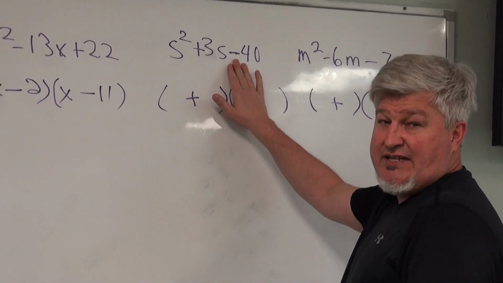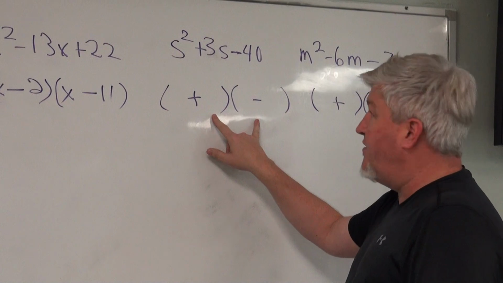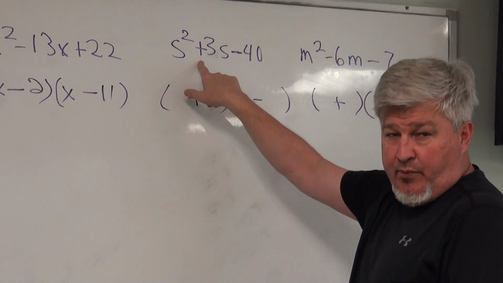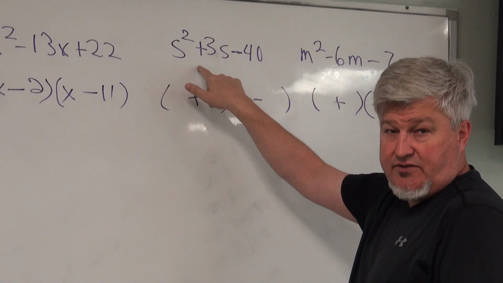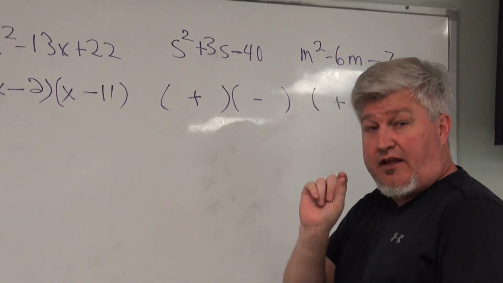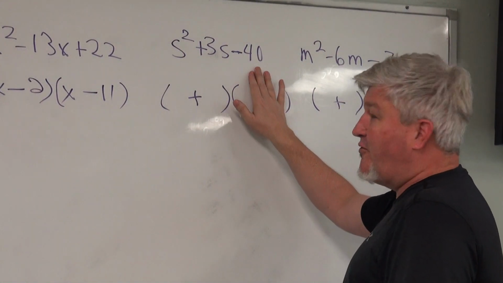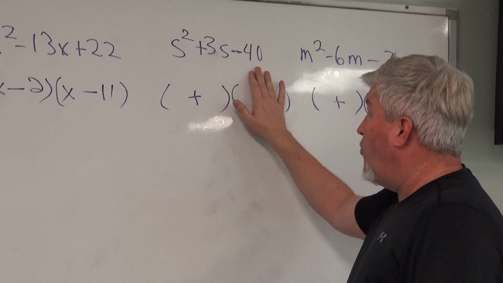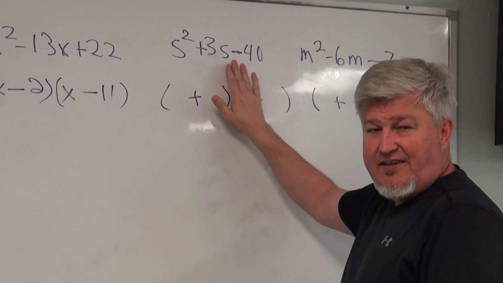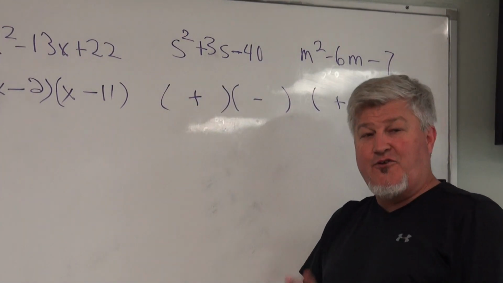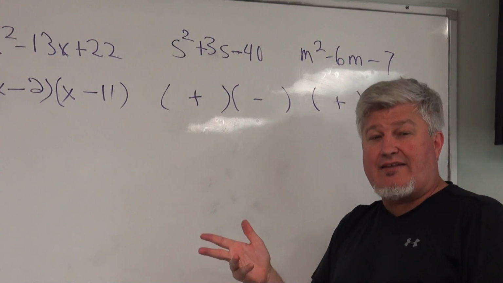The third term. Again, the second sign was negative, which means the signs are different. The largest factor that we come up with is going to be positive. That's what the first sign tells us. So here's how we change slightly when we ask: what two factors of 40, when subtracted, give me 3? Two factors of 40, when you subtract them, give me 3.